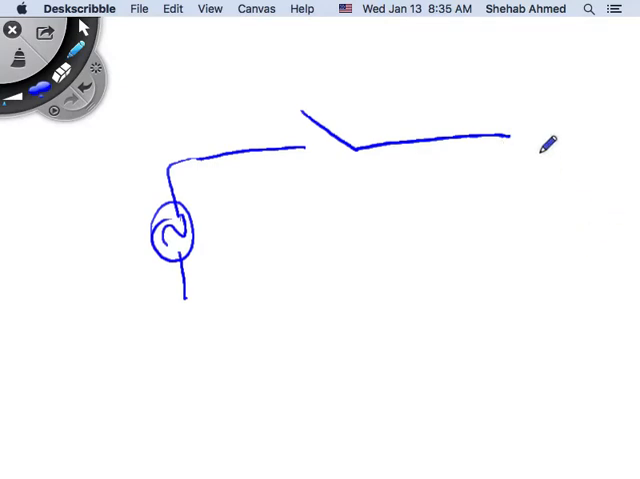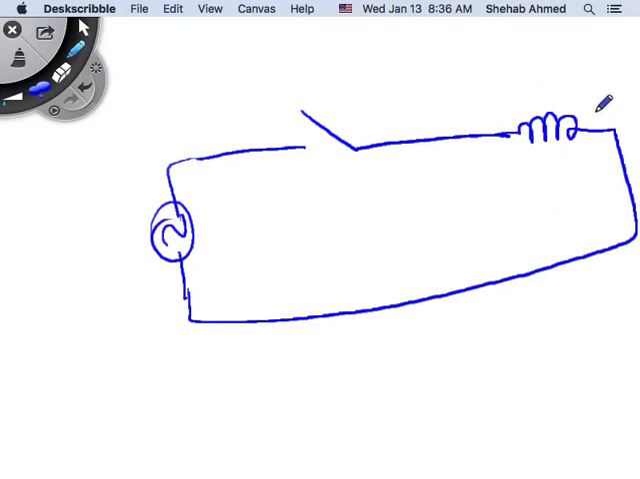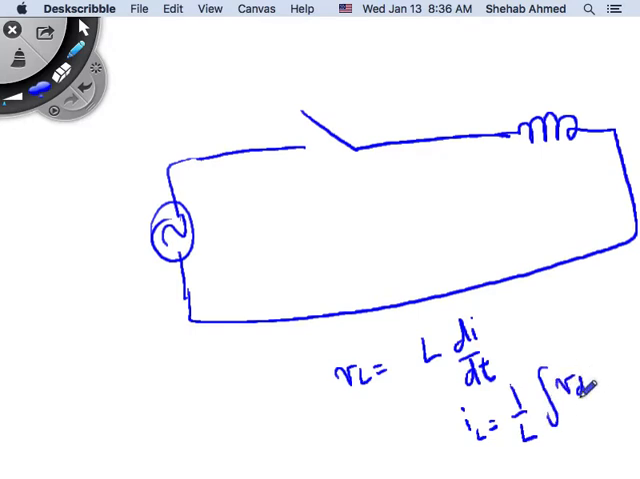So I can model the load in the system as a big inductor. This is like the big power system, for example. Inductors don't allow abrupt changes in current, right? So VL is equal to L di by dt. IL is equal to 1 over L integral of VL dt, plus an initial condition. So the current through an inductor is the integration of the voltage.